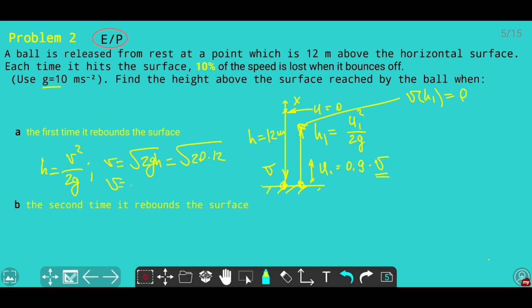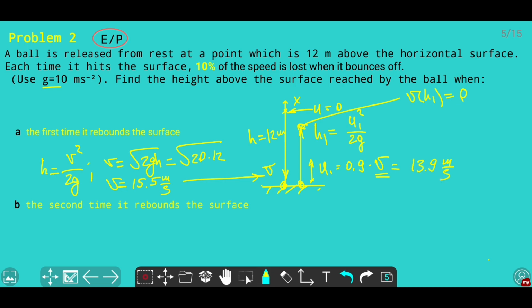All right, so let's use the calculator, and it's going to be 20 times 12 and the square root of that. So I've got around 15.5 to 1 decimal place. It's not stated, so that's why I'll give the answer to 1 decimal place. Let it be 15.5 meters per second. All right, so we've got this value, and that means u1 we can also calculate because it's 0.9 of that. So we just multiply by 0.9. It's going to be 13.9 meters per second. That's going to be u1.